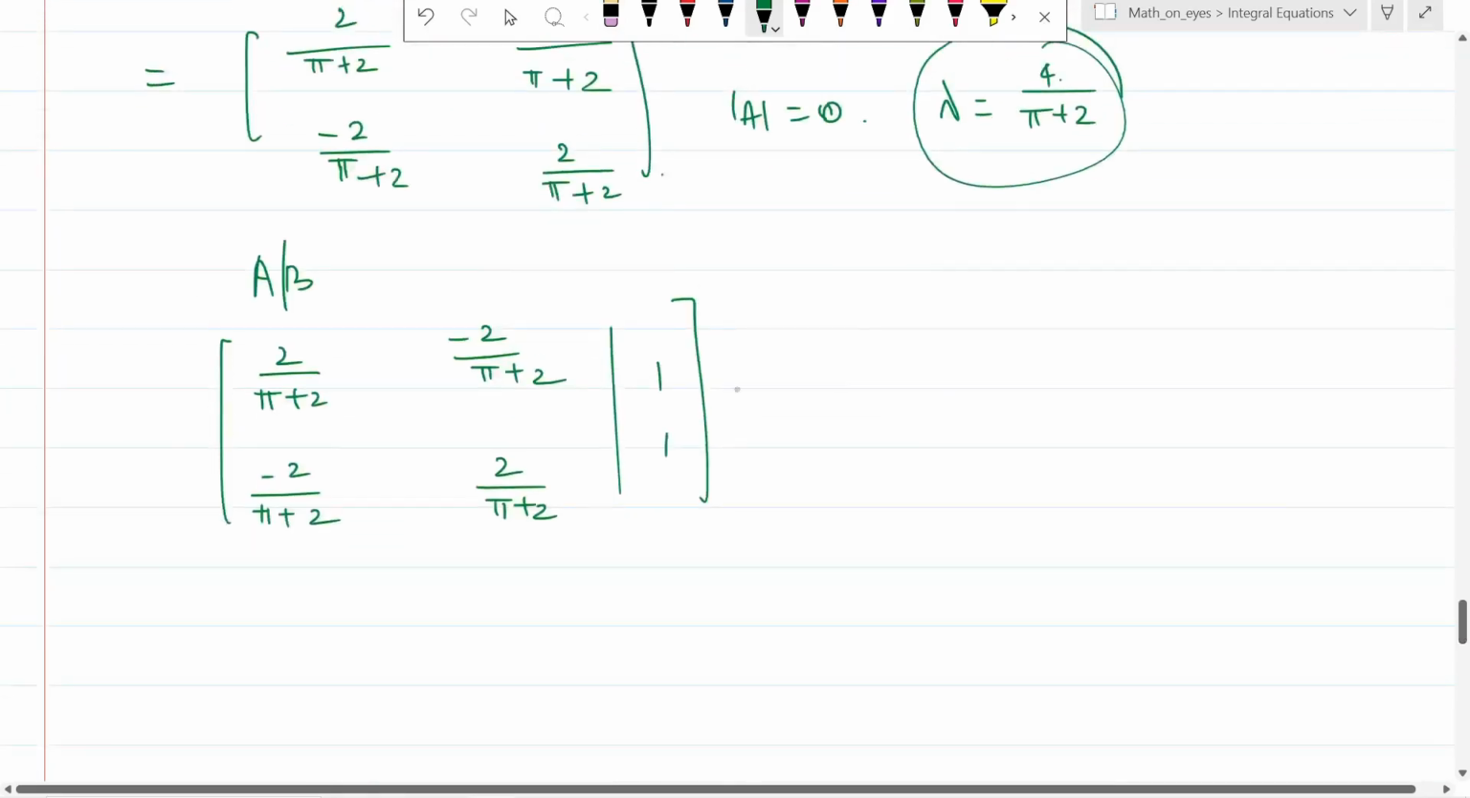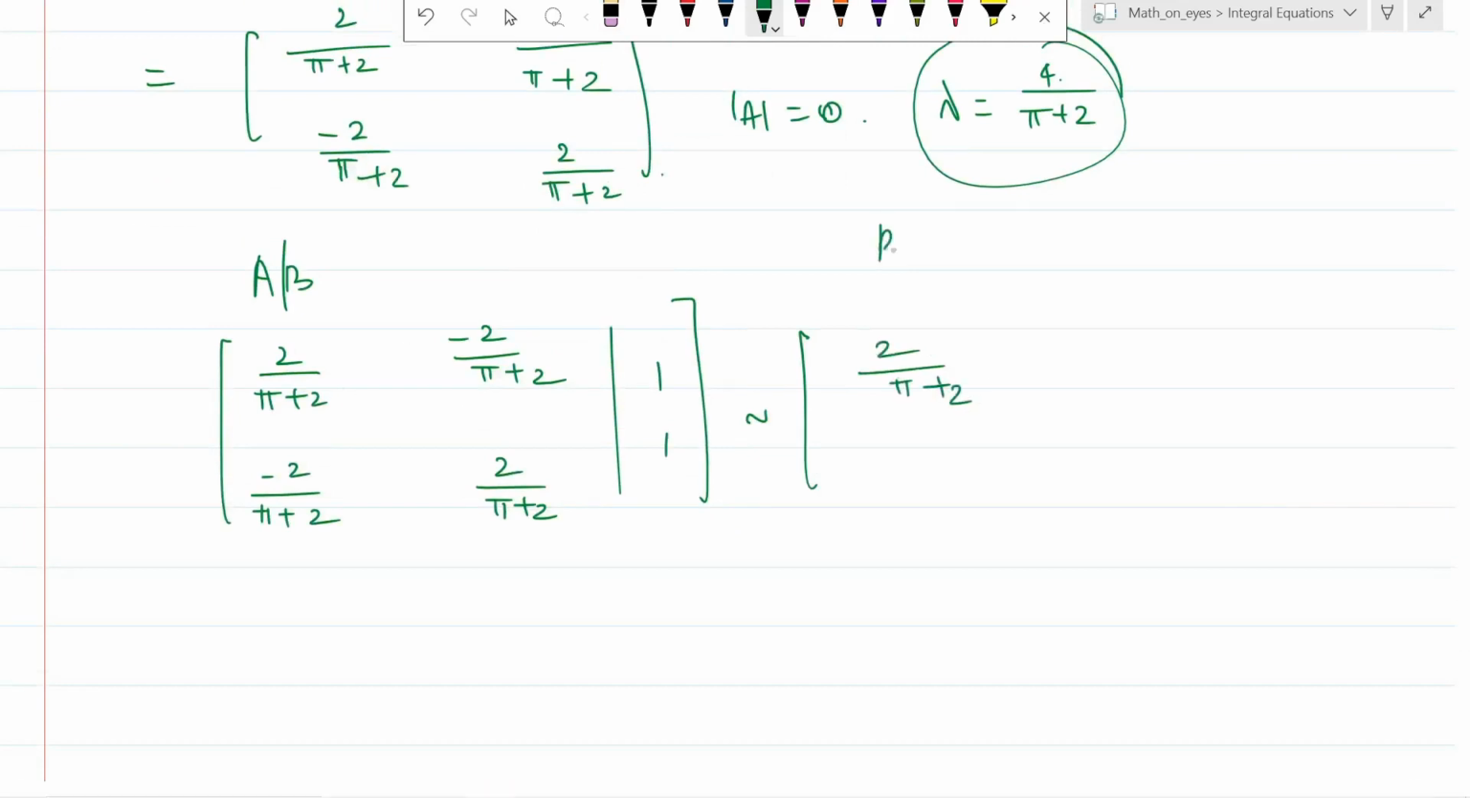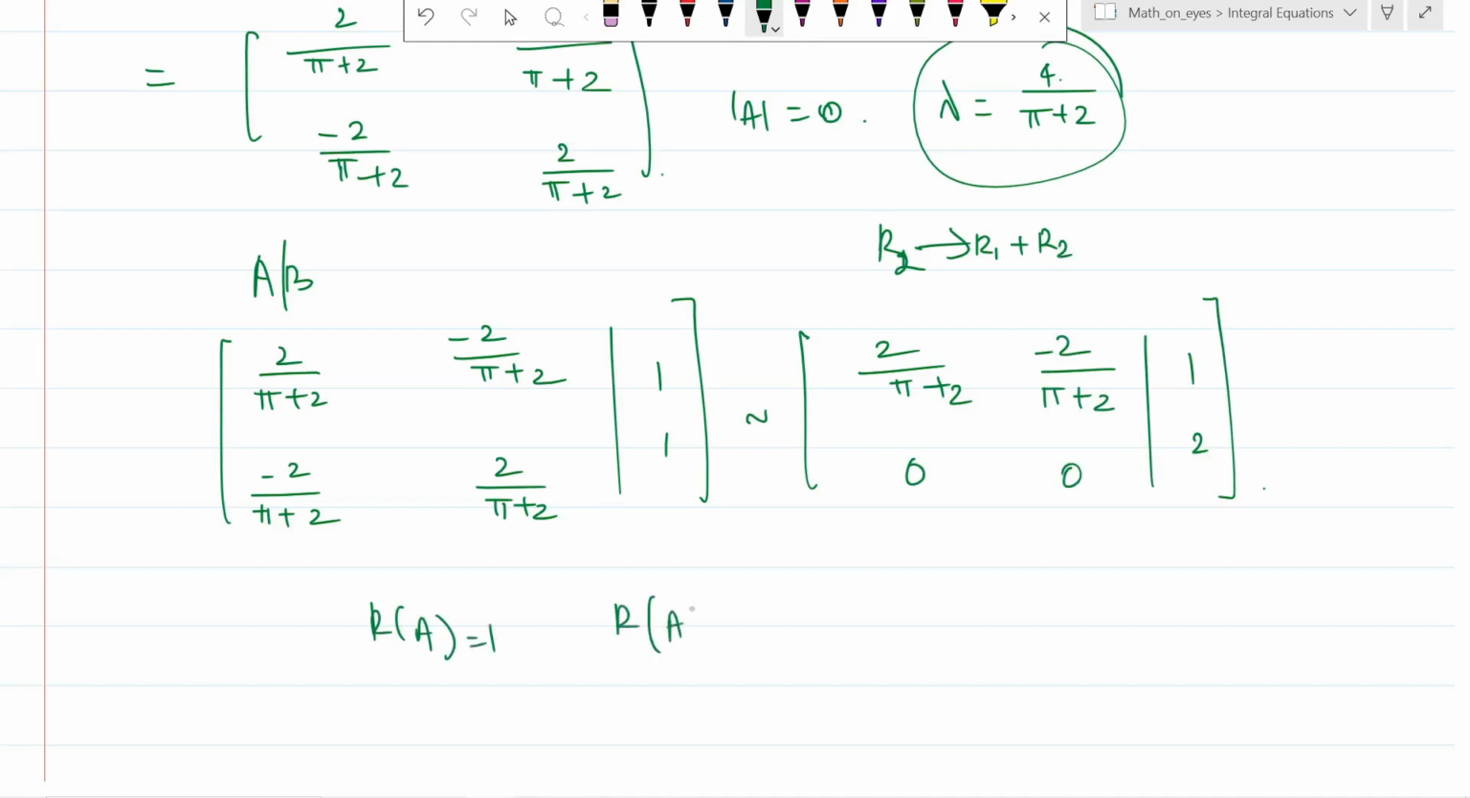So that is equal to, when you interchange, 2 divided by pi plus 2, adding row 1 and row 2. Row 2 implies row 1 plus row 2. That is 2 divided by pi plus 2, which is equal to, when you add these two, this will be equal to 0, this is equal to 1, and this will be 2. Rank of A is equal to 1 and rank of A by B is equal to 2. So both are not equal, therefore no solution.